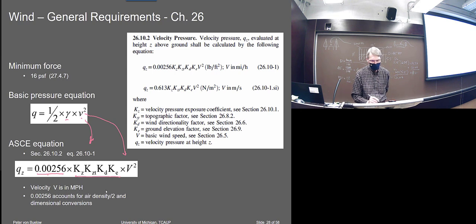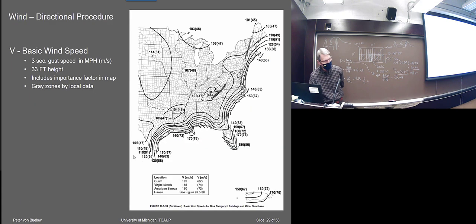And the factors account for how high you are off the ground, topology, wind directionality, because we assume the worst direction, and maybe it really isn't coming from the worst direction, so there's a little bit of a fudge factor there. Ground elevation, which is kind of a new one. As you go up higher, the air is less dense, so it reduces a little, that's not going to be in Michigan for sure.